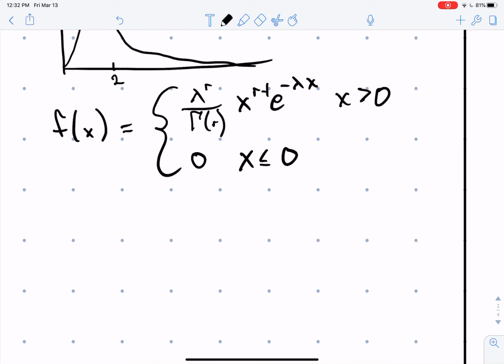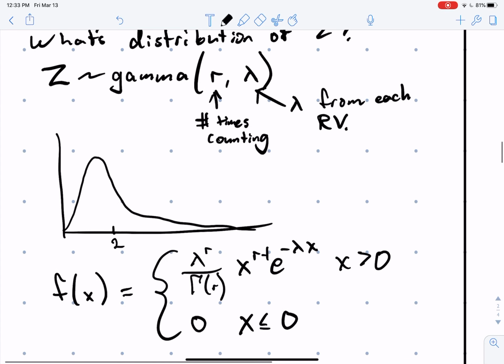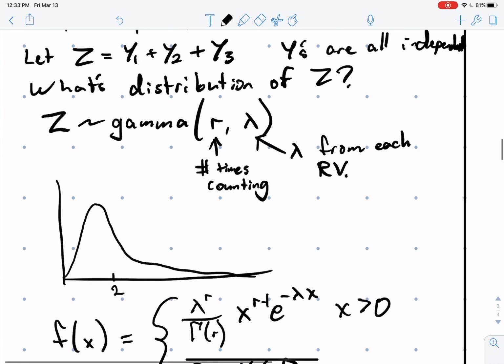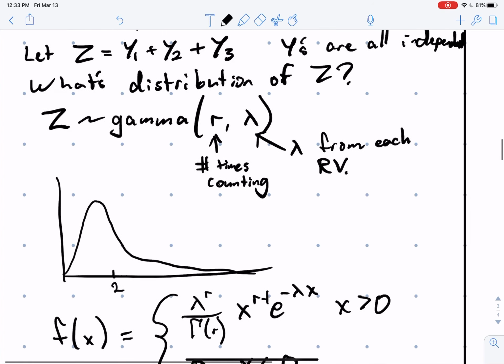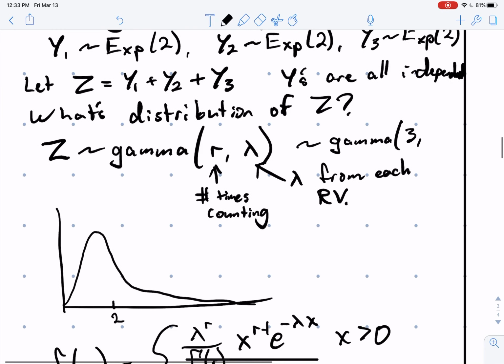Because the mean of y1, the exponentials that we're adding up, is equal to 1 over lambda, this means the mean of our z here, which I'm saying is gamma r lambda, and I should make this clear, here r is equal to 3, and lambda is equal to 2 from what we had before.